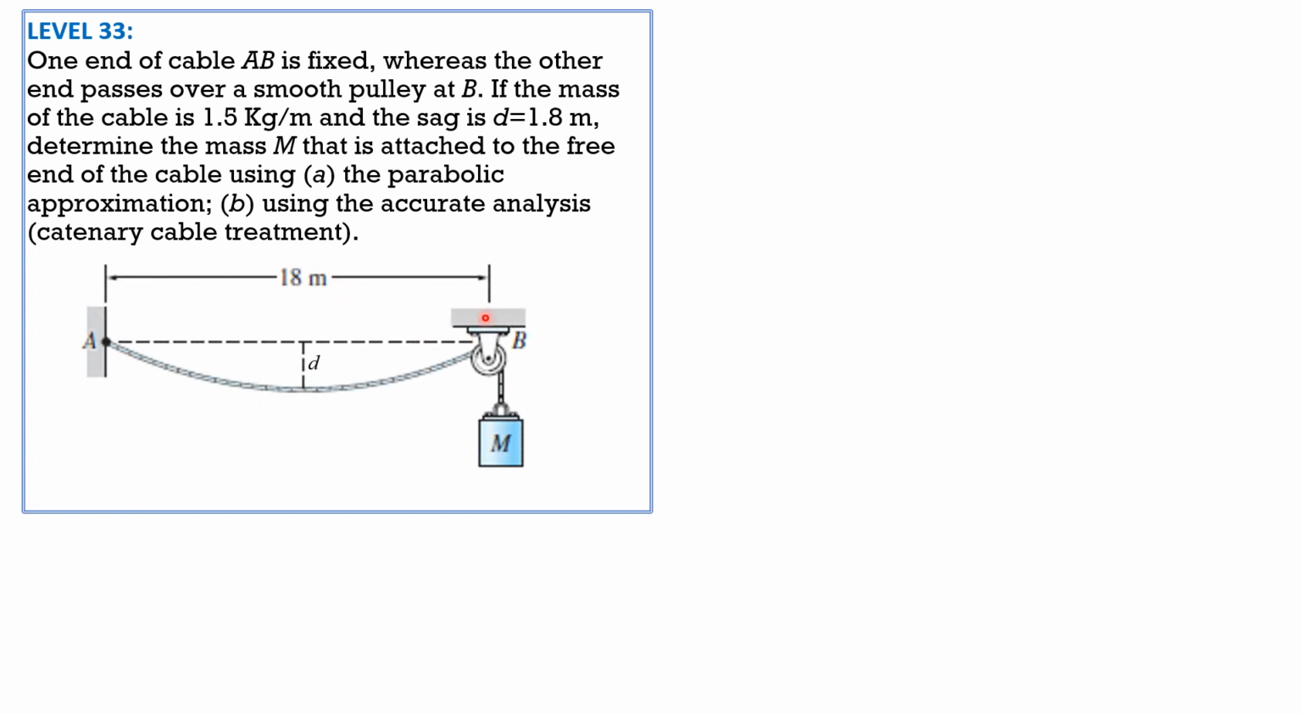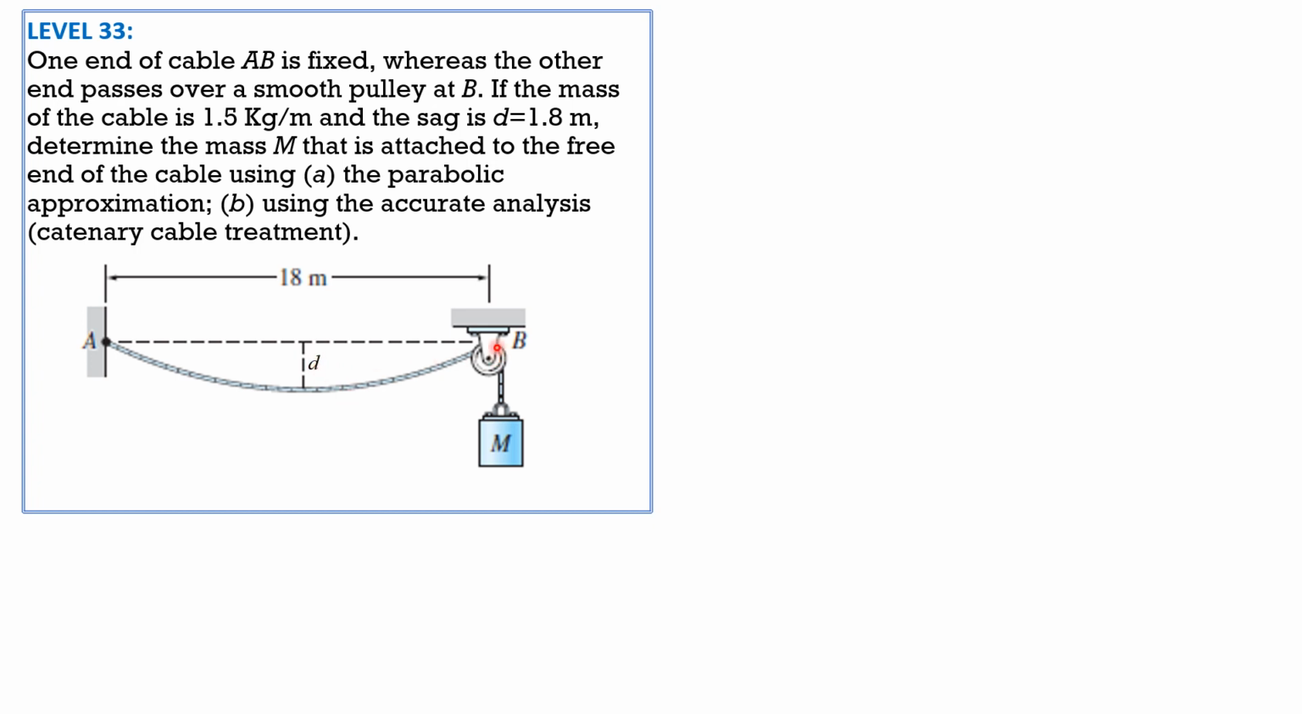So this should be a catenary cable, but because the given sag is 1.8 divided by 18, so that's 10%, it satisfies my established criterion that we can approximate this as a parabolic cable when the sag to span ratio is less than or equal to 10%, in this case 0.1. So the tension at B is equal to capital M times G, and because the sag is given, we can solve for M.